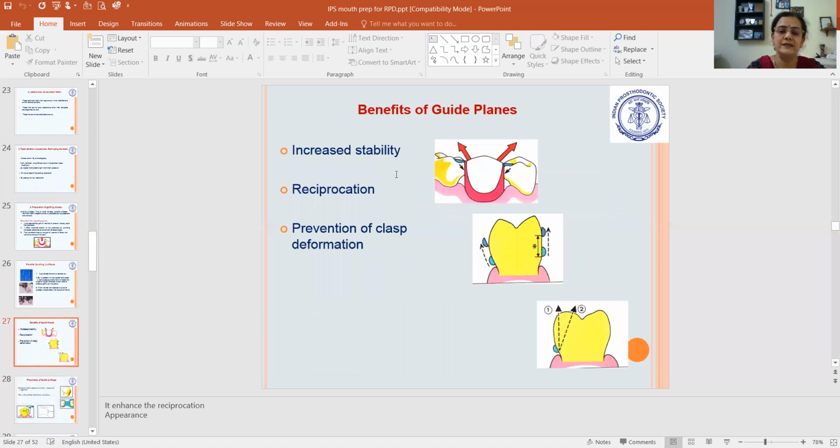These guiding planes provide increased stability. They help in proper reciprocation, and they prevent the clasp from deformation. So these are the additional benefits of the guiding planes.